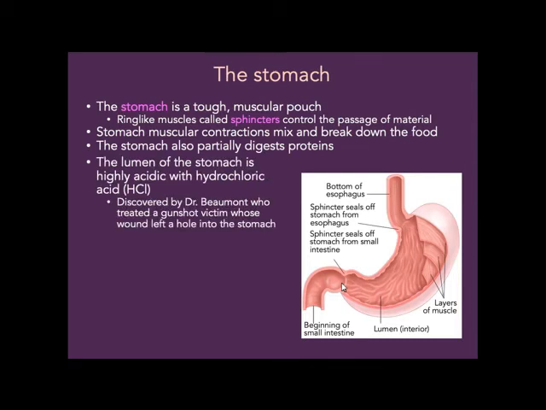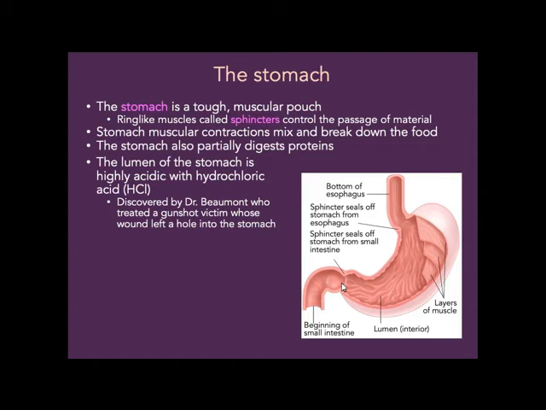So the lumen of the stomach, have you heard of the term lumen before? Yeah, I remember the lumen. It's like the area inside of a chloroplast. That is true. Usually when we mean lumen, it's just a space inside of a thing. So the lumen of the stomach is just the inside of the stomach, right? And that neighborhood is very acidic with hydrochloric acid, HCl.